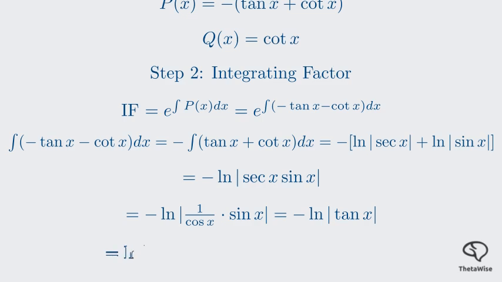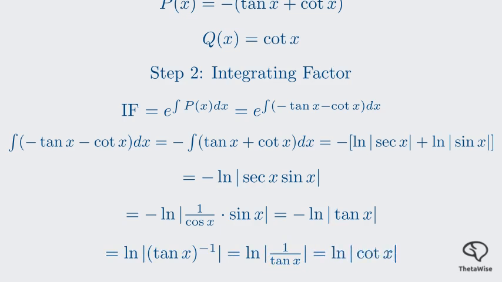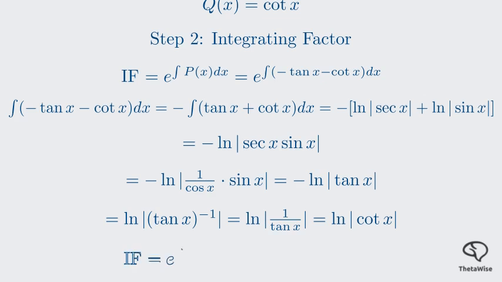Now use the power rule for logarithms. Minus ln of tangent x is the same as ln of tangent x to the power of minus 1, which is ln of 1 over tangent x. And we know 1 over tangent x is cotangent x. This gives us e to the power of ln of cotangent x. The e and ln cancel, and our integrating factor is simply cotangent x.